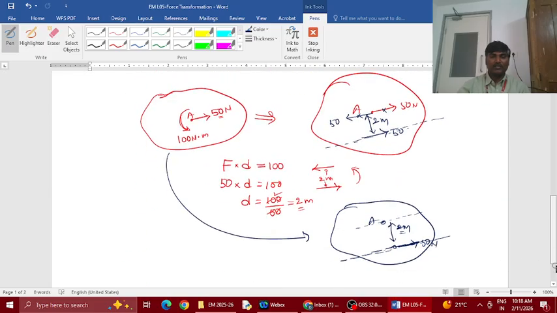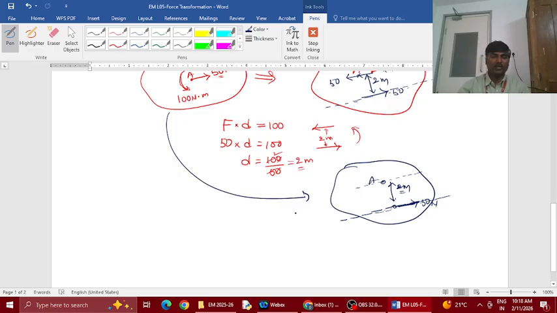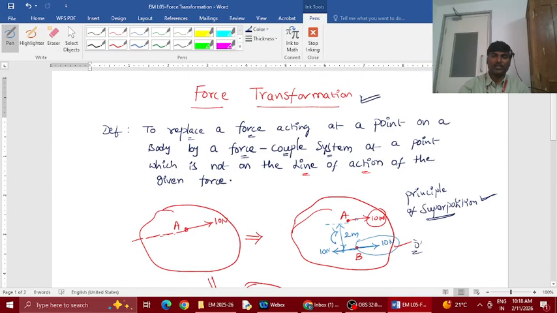So this is the complete information regarding this force transformation.